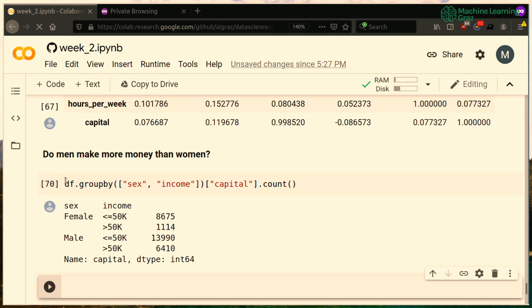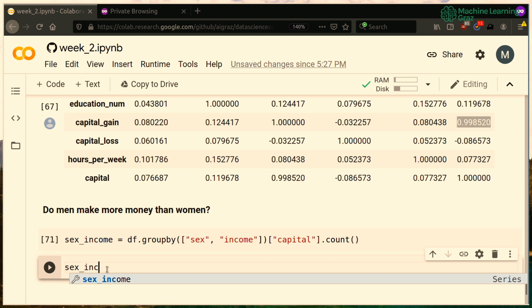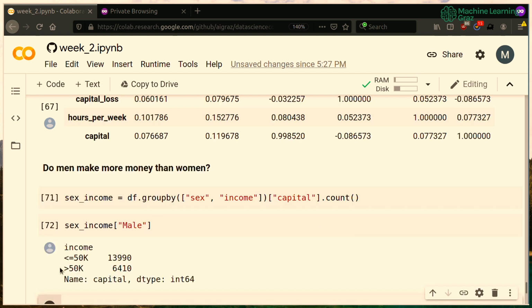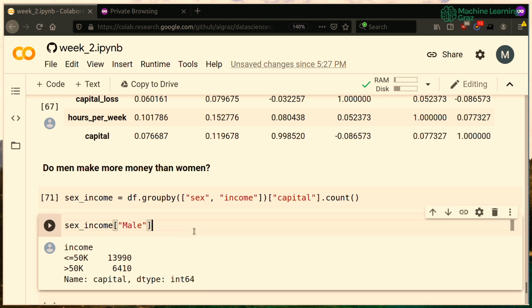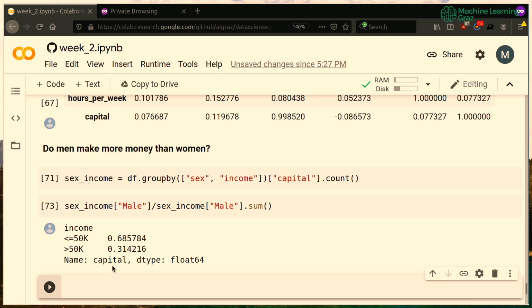So I will save this in a variable called sex income. And I will then calculate the ratio. To do this, I have to do it twice, once for male and once for female. So if I write sex male, I will get the incomes for male. And if I want to get the ratio, we would use a technique we previously used, by getting the total amount of males. So in this case, I can use the same column and just write sum. What this does is that each value here is divided by the total sum of these two values. So if I run this, I will get the ratio.